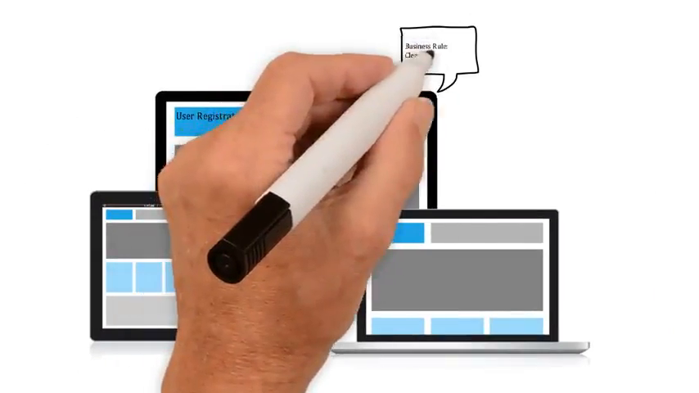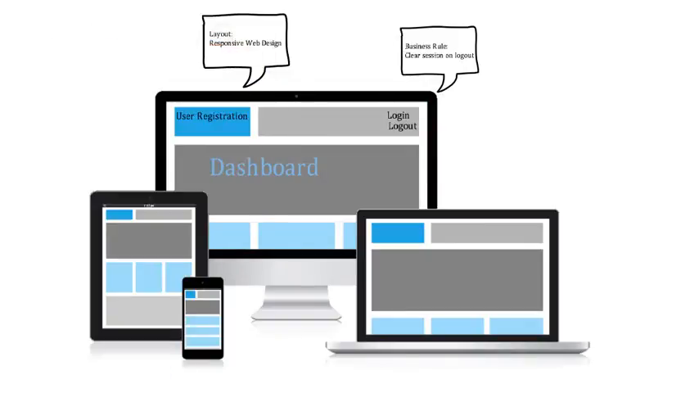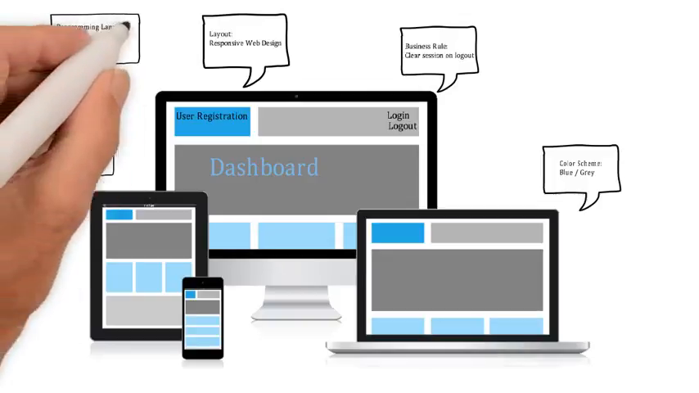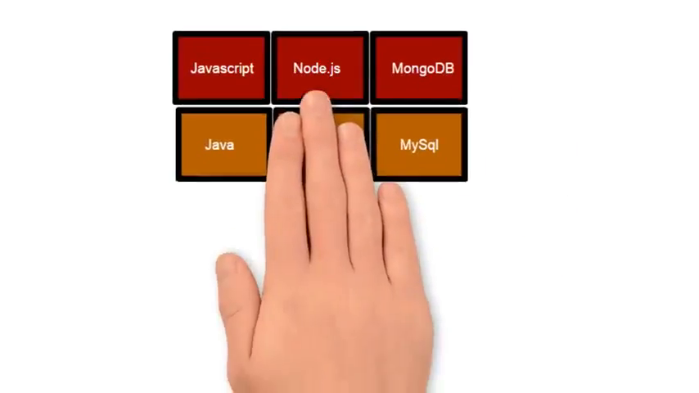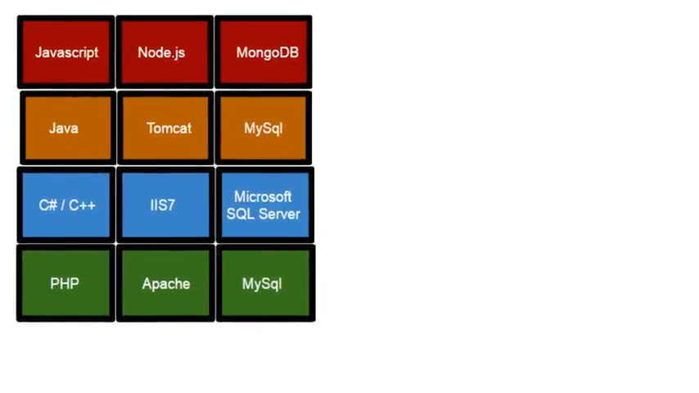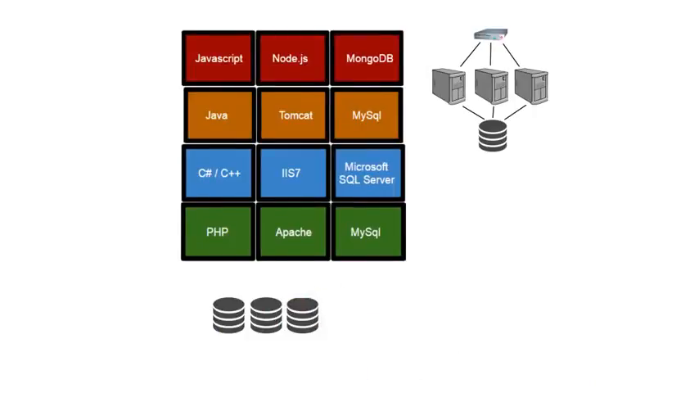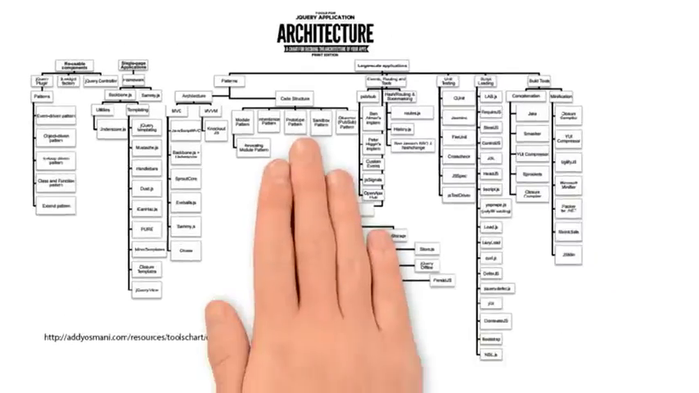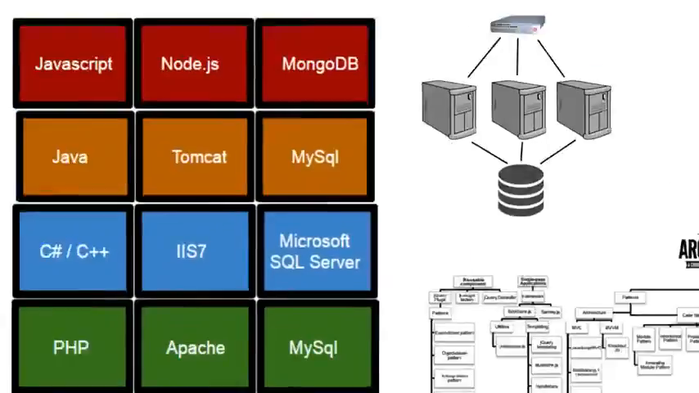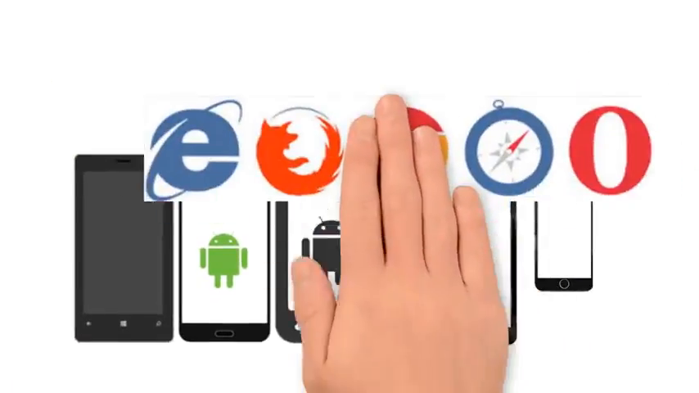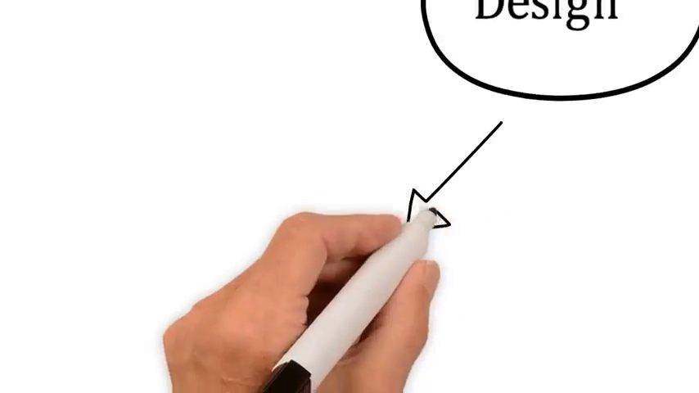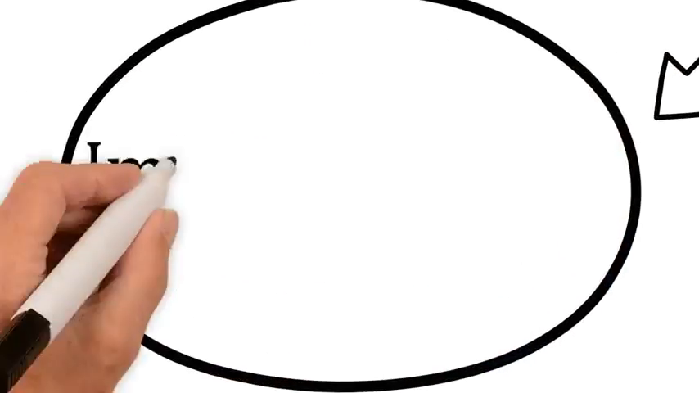The design phase may include the business rules, the user interface layouts, color schemes, what programming languages to use, frameworks, system server design, database relationships, architecture of the application, mobile aspects, supported browsers, and much more. Next, we'll discuss the implementation and the coding of the application.